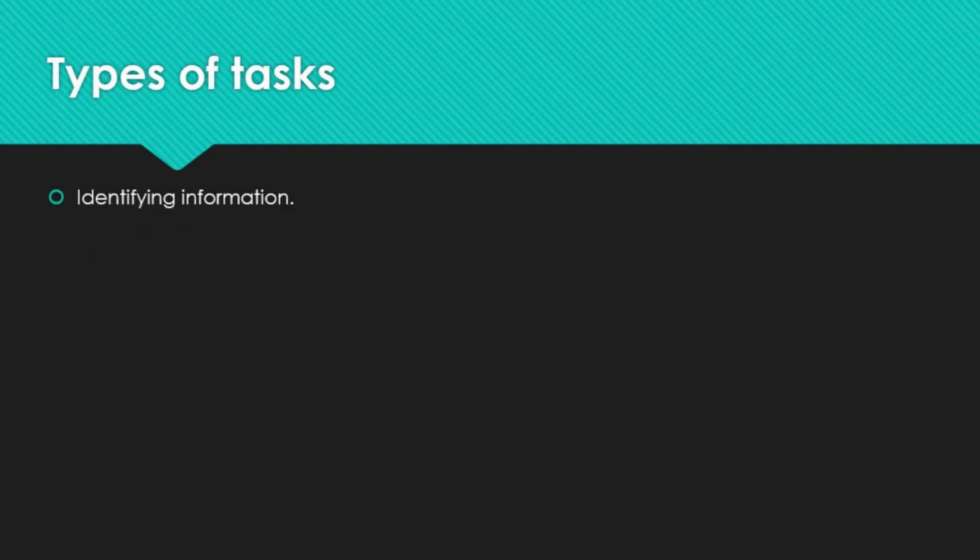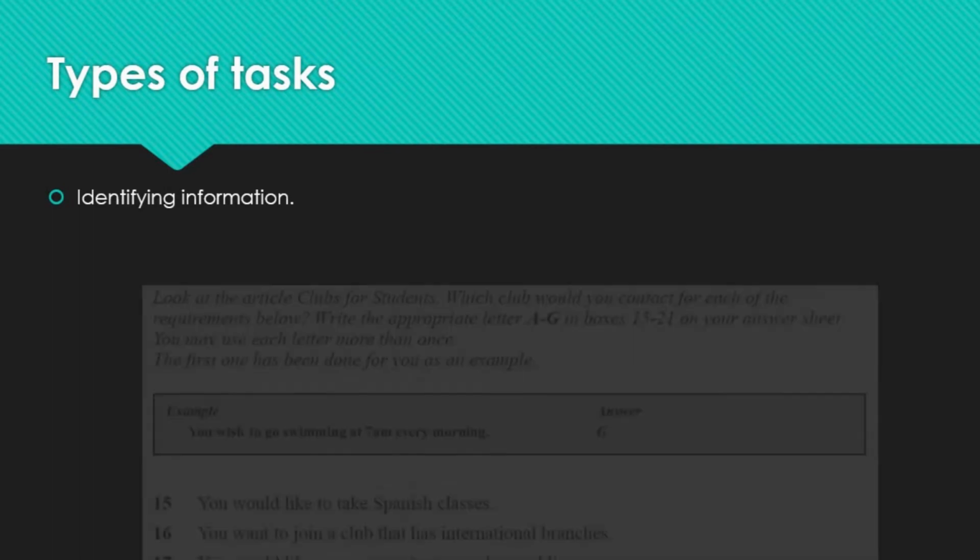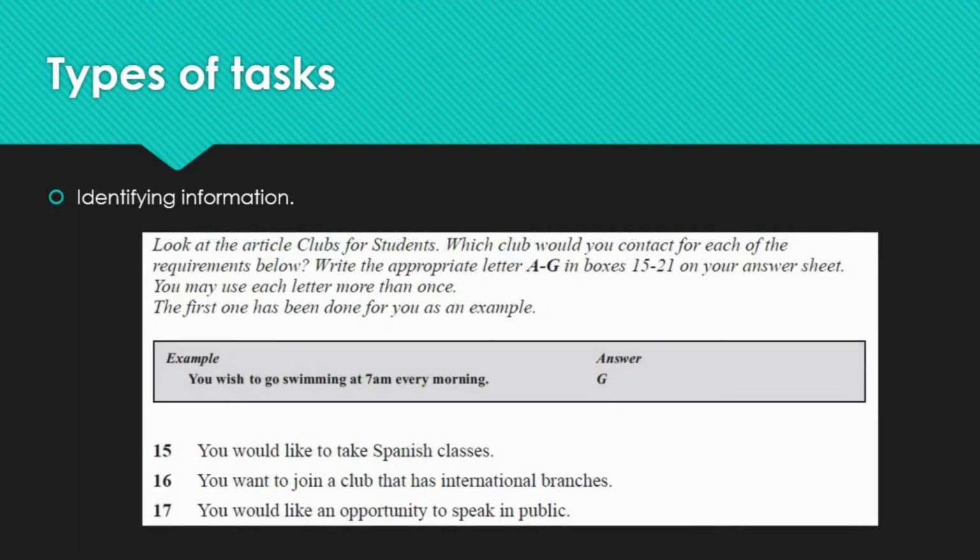The next question that is usually asked in the exam is identifying information from the passage. In this type of question, you will be provided a piece of information and you have to identify in which part of the passage the information is mentioned. That's all. It is simple and easy. Not everything is tough in the exam.